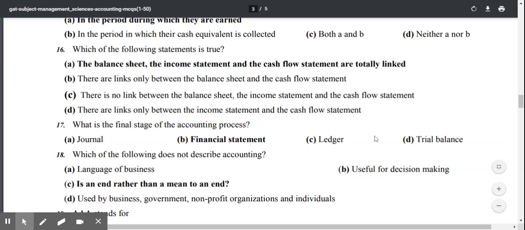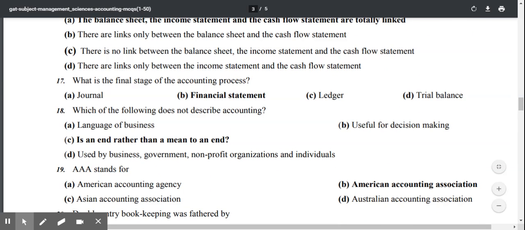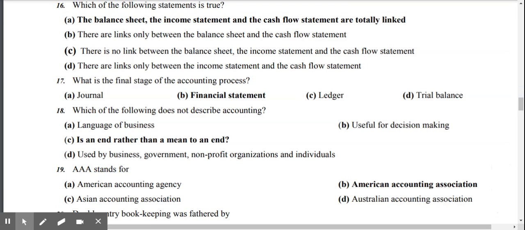It's not the journal, it's not the ledger, it's not the trial balance. MCQ number 18. Which of the following does not describe accounting? Option A, it's a language of business. No. Option B, it is useful for decision making. No. Option C, accounting is an end rather than a means to an end. And option D is used by business, government, and non-profit organizations and individuals. It's not completely correct, but option C, it is an end rather than a means to an end, does not describe accounting.